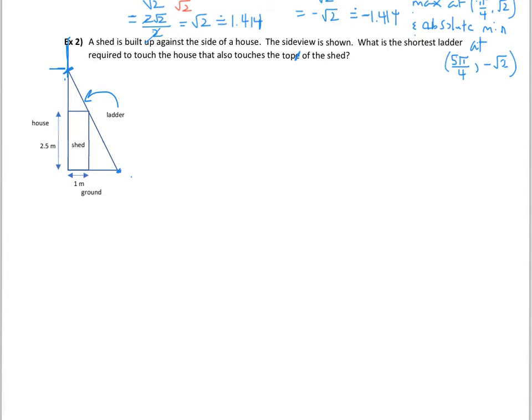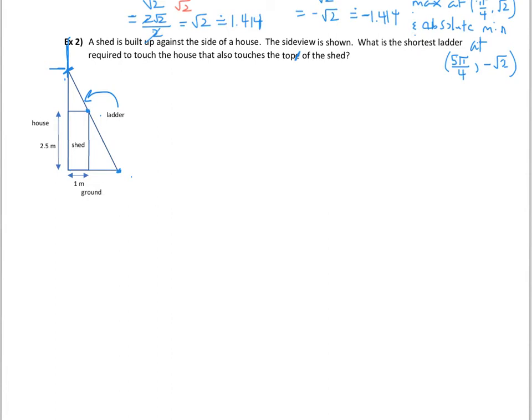All right, so we need to figure out the shortest ladder that's going to touch the house but also touch the top of the shed. I did my best to draw that there, so that it's just touching the top corner of the shed. So we've got to figure out how we can work this out, and we're going to come up with our equation here.